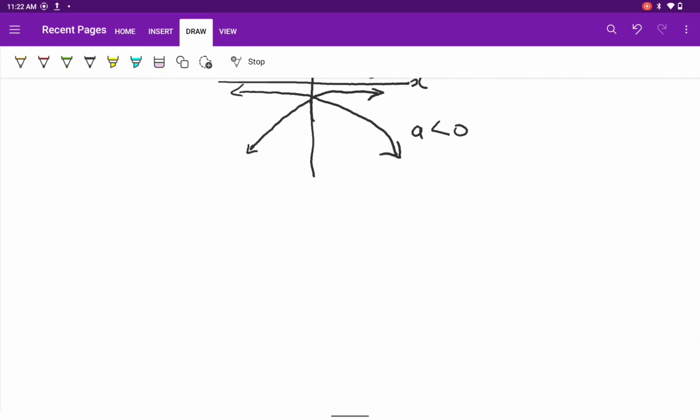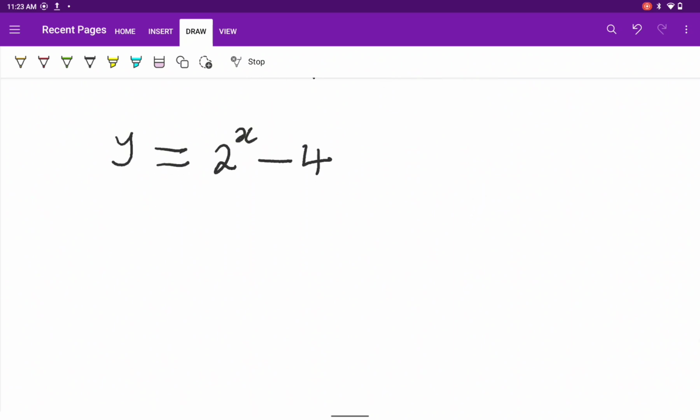So now let's say we have the graph of y equals 2 exponent x minus 4. So we are going to sketch this graph. We will start with the asymptote. The equation of the asymptote will say y equals negative 4. So we have our horizontal asymptote.